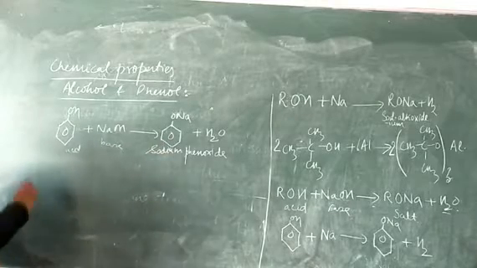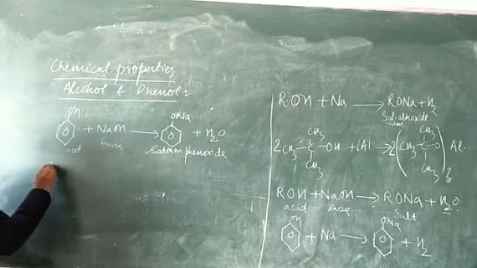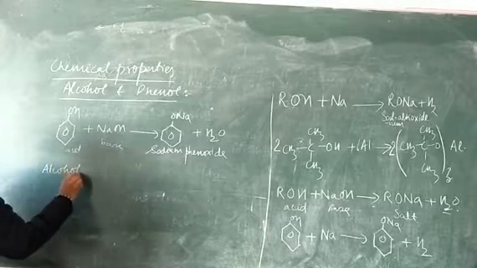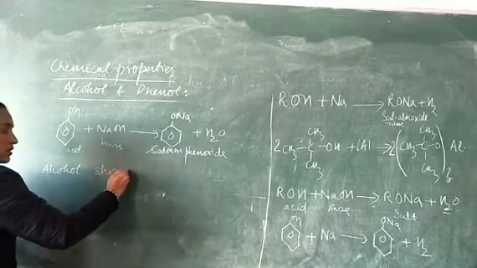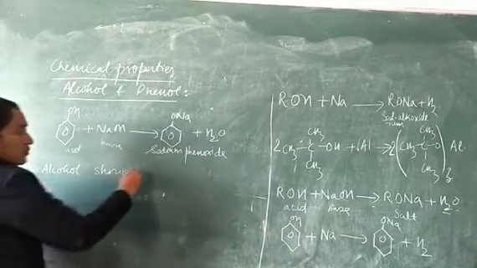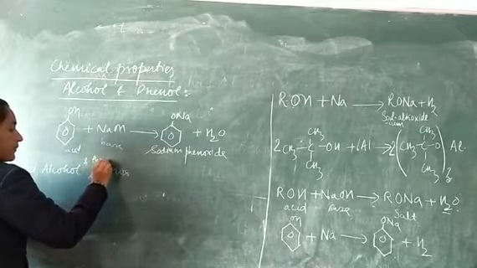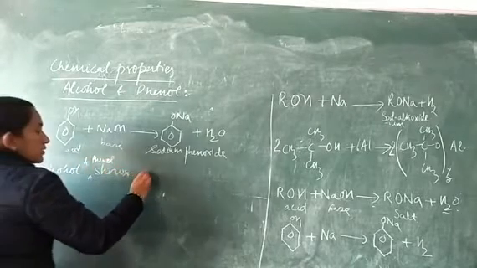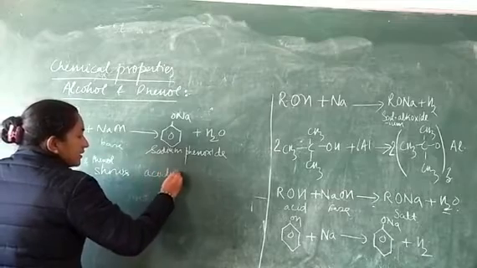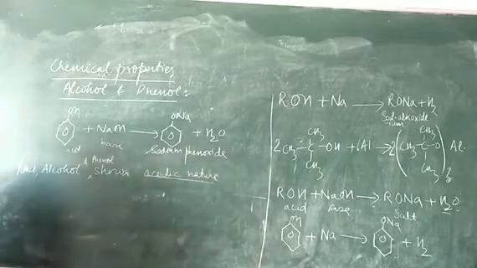Right? Now students, this is clear that alcohol, we can say that hence, alcohol and phenol both show acidic nature. Now we will discuss its acidic nature, students.